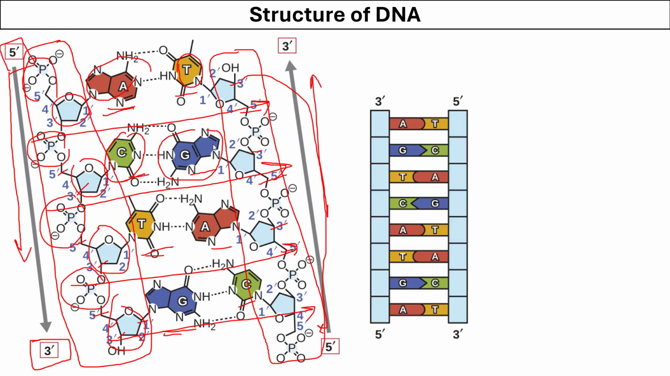Now, if we just make a summarized version of this, you have two strands which are sugar and phosphate backbones, and let's consider that this is a ladder, and the steps of these ladders will be equal length steps made by the bonding of one purine with one pyrimidine.